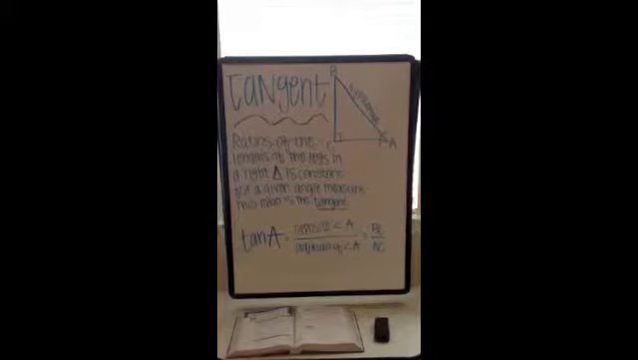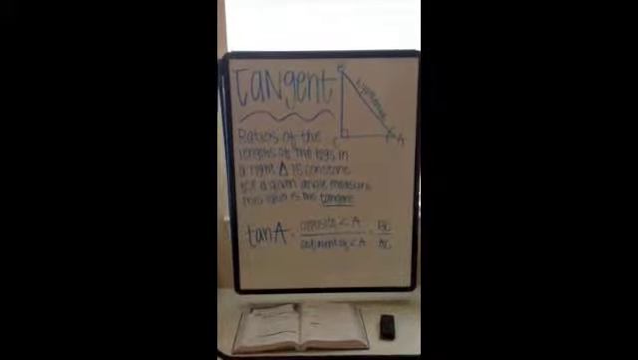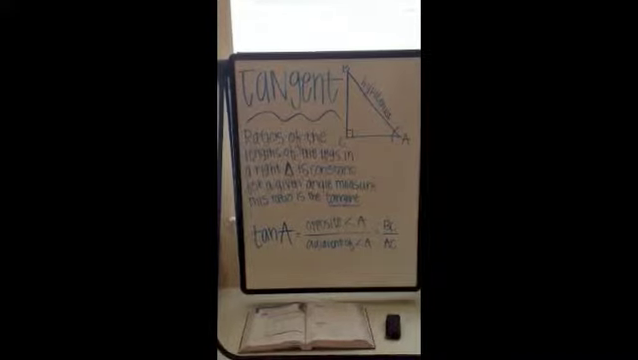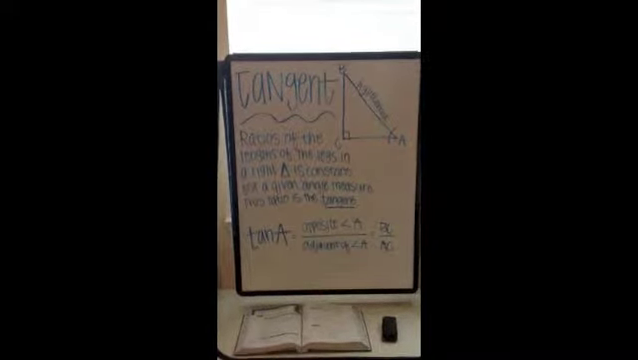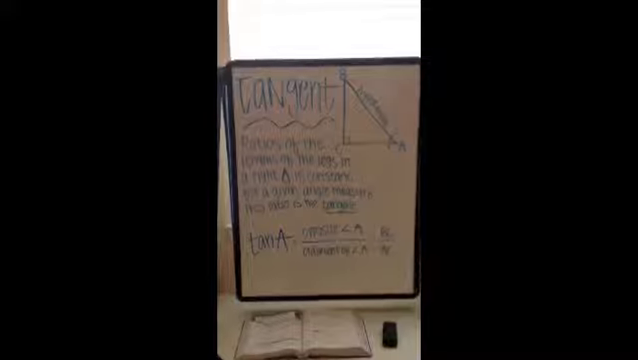Tangent ratios: the ratio of the lengths of the legs in a right triangle is constant for a given angle measure. This ratio is the tangent ratio. For example, to find the tangent of A, you would find the opposite leg of angle A over the adjacent leg of angle A. So that would be leg BC over AC.